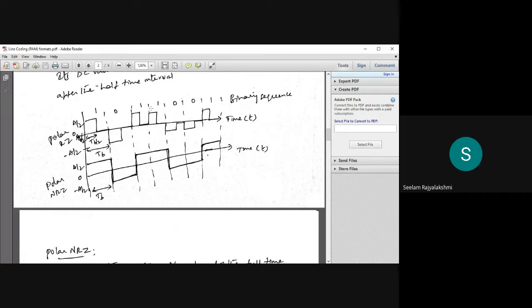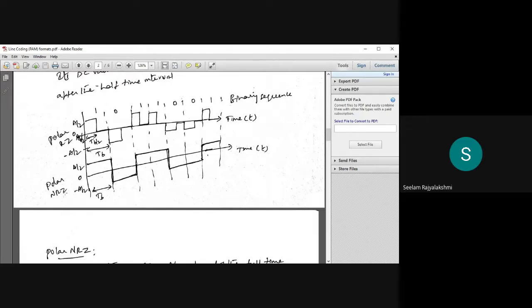Then again we have two ones. The pulse goes again from the positive A/2, and it is not returning to 0. Again we have another one, so the pulse continues. Here we have two zeros, and the pulse goes to the negative side, minus A/2, and again here we have one, and the pulse moves from this particular point. Here this is the time axis, and we can see the time period of the binary sequence in total.